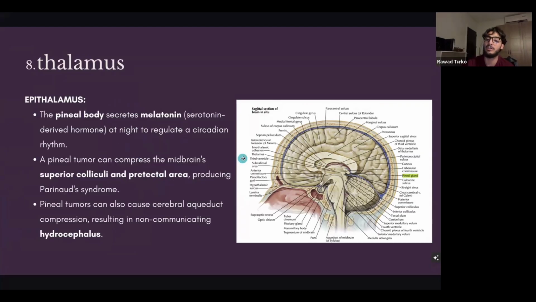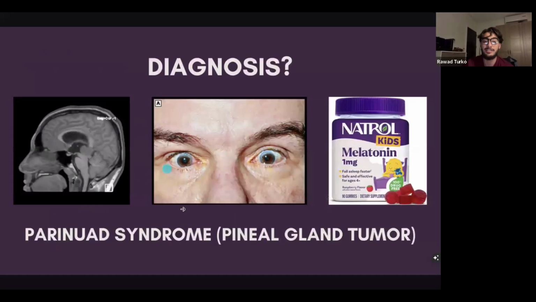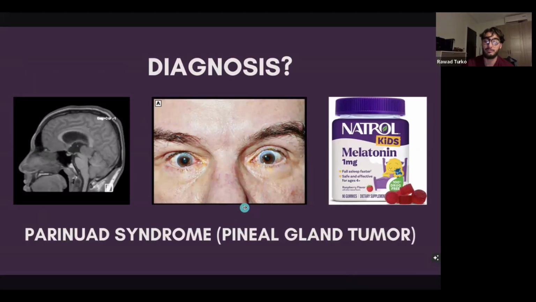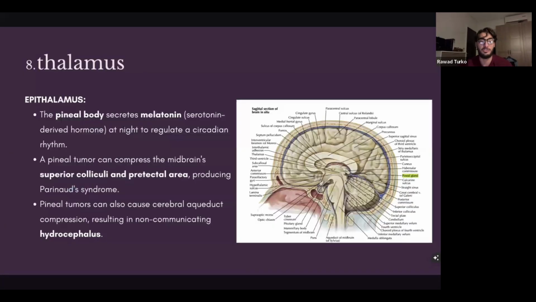If you have a pineal gland tumor, it can compress a lot of the midbrain structures and a lot of the midbrain's functions that have to do with ocular function. So it's going to compress the superior colliculi and the pretectal area, producing Parinaud syndrome. It can also cause cerebral aqueduct compression, so it can also cause hydrocephalus. That's why these patients have this visual finding. They're not able to look up, and they're not able to move their eyes properly.